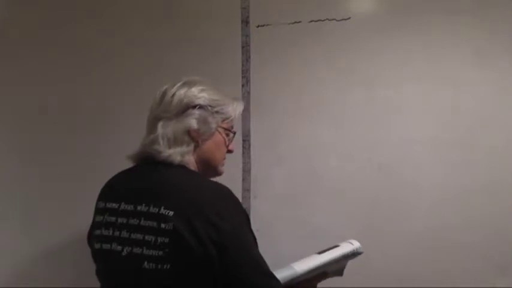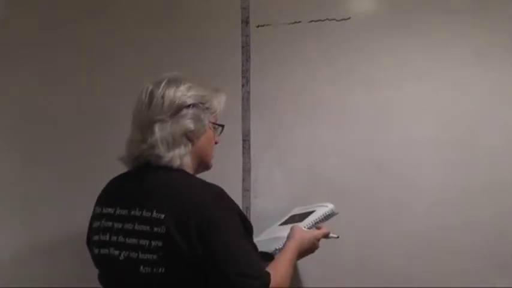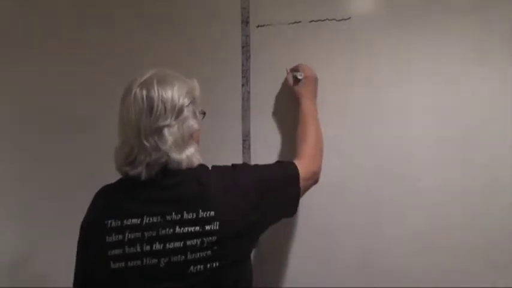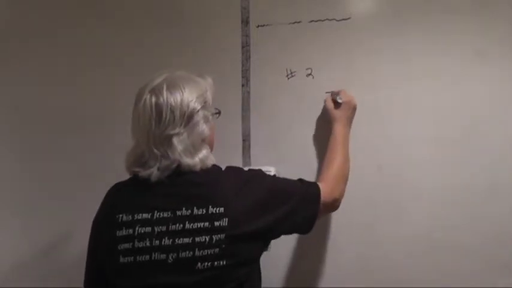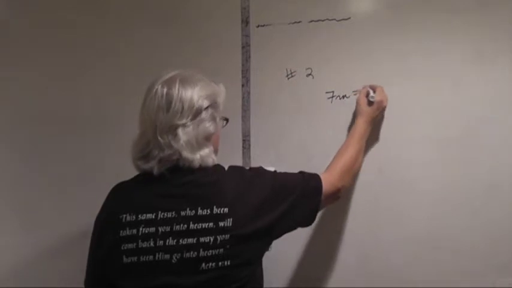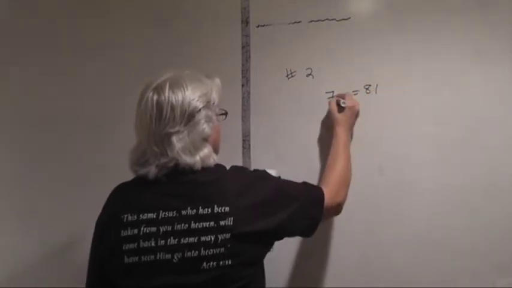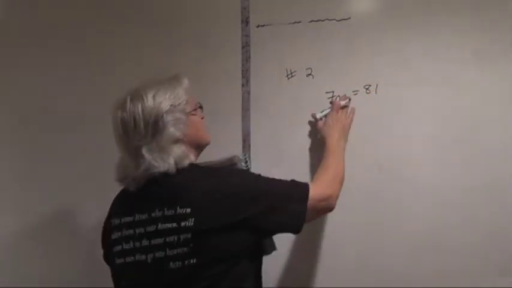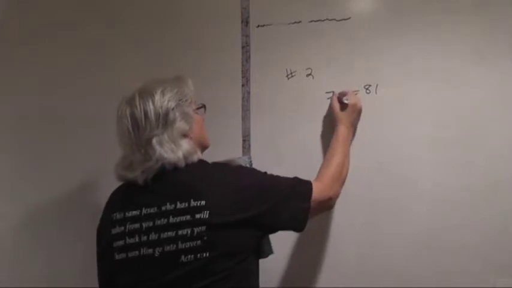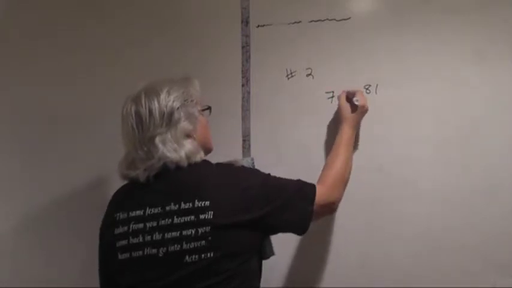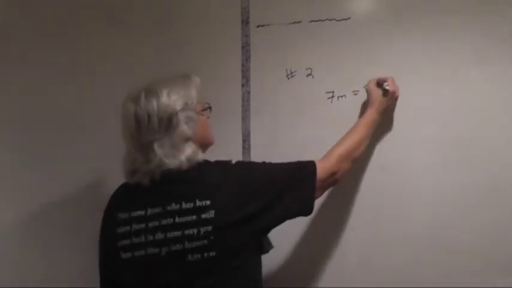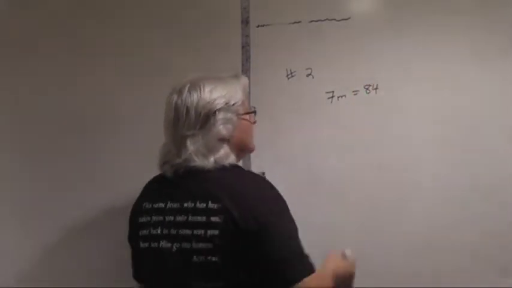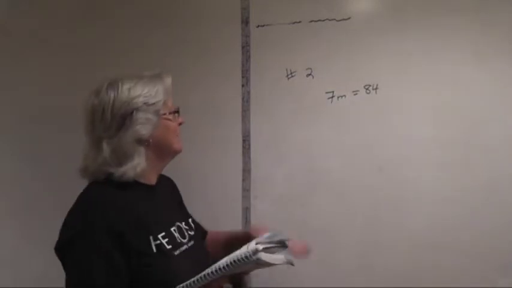We'll do an easy one first. This is problem number 2 from your homework, except I gave you the odd problems. We have 7m is equal to 84. It's a very atypical looking m. 7 times m is equal to 84. Did you hear what I said? I said 84 and I wrote an 81.